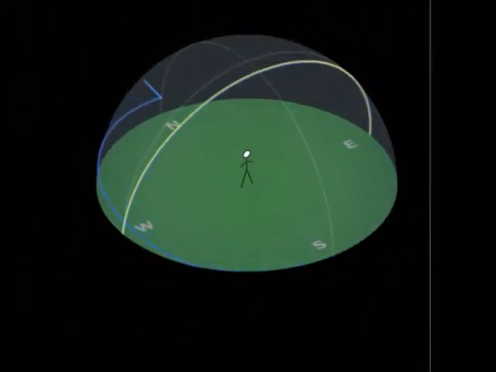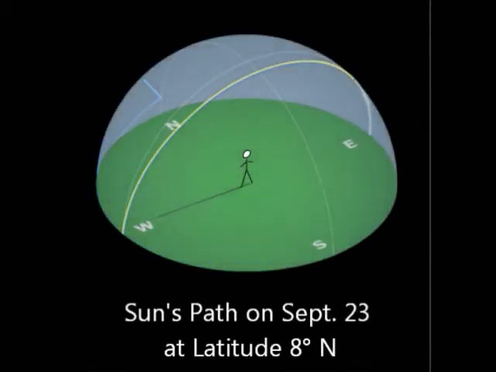It is the rainy season, just starting the rainy season here. And as you can see, the sky is quite gray and cloudy, but at noon the sun is directly overhead. Here we see the path of the sun for latitude 8 degrees north on the equinox. Notice that the sun rises in the east and sets in the west, but at solar noon the sun would actually be 82 degrees above the horizon in the southern sky.